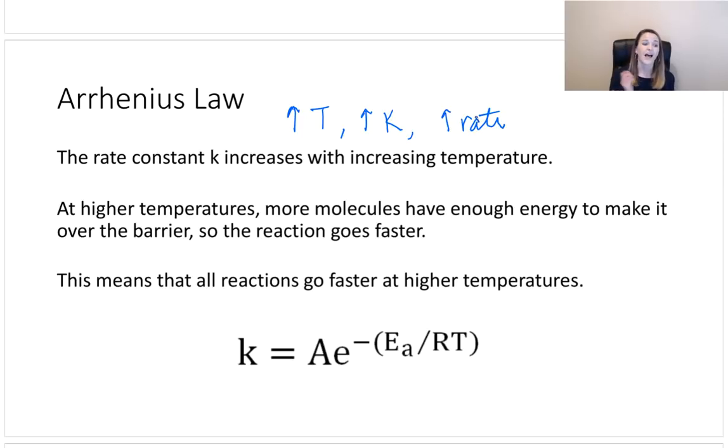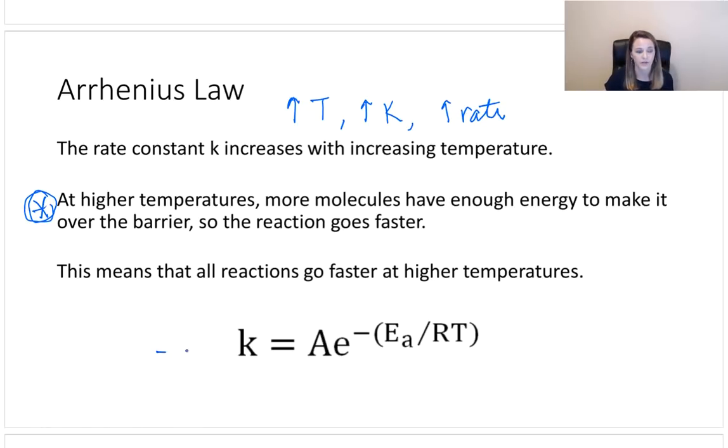Now the second thing, at higher temperatures, which we just talked about, more molecules have enough energy to make it over that energy barrier, so the reaction goes faster. Okay, this all makes sense. And so if we were able to put this into an equation, we can come down here.